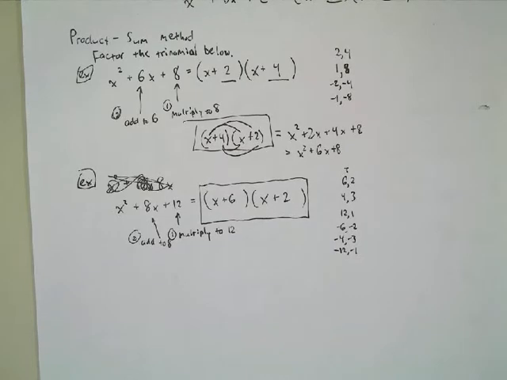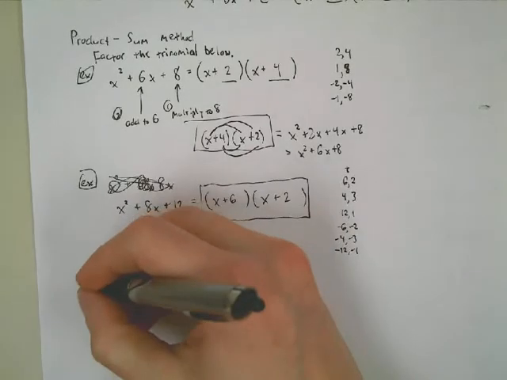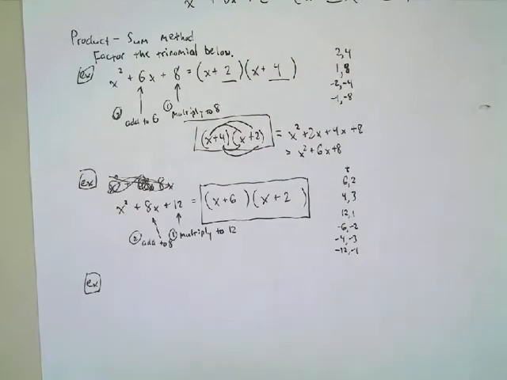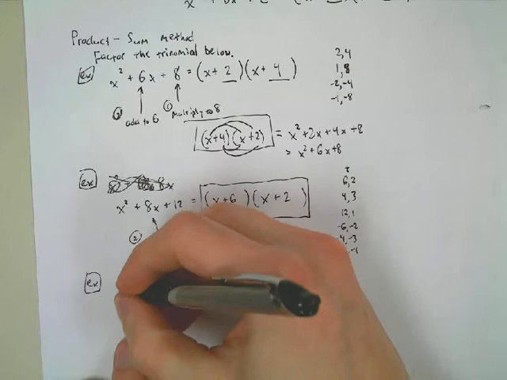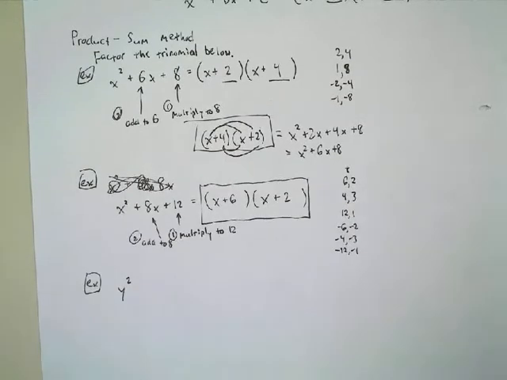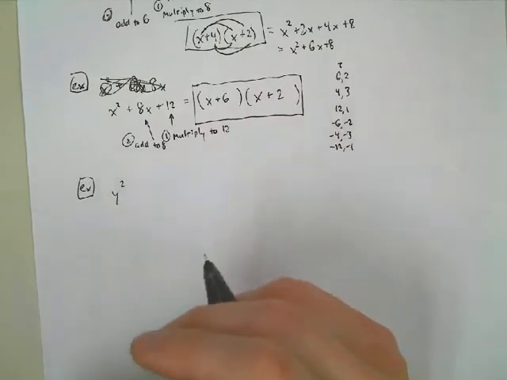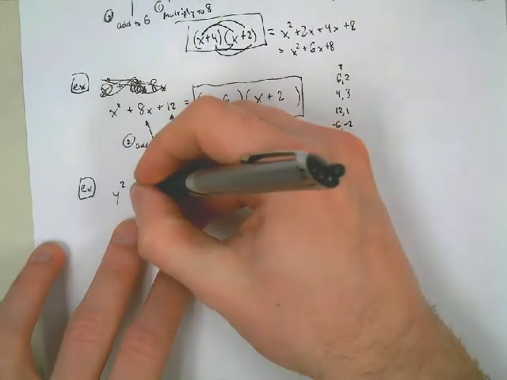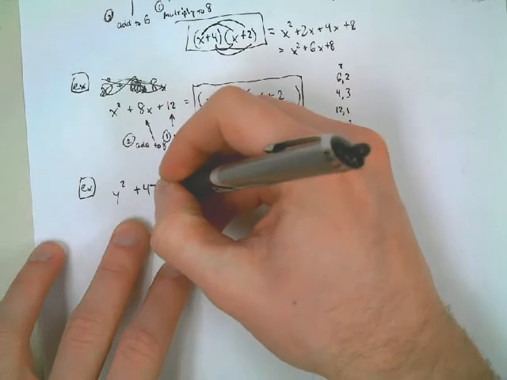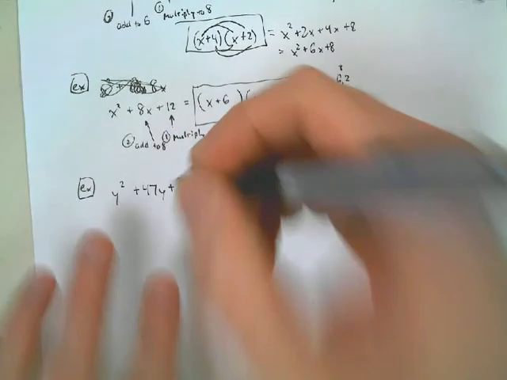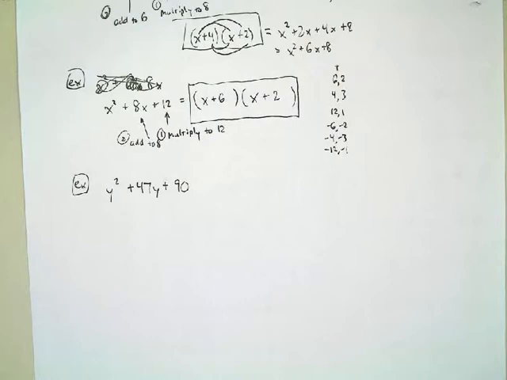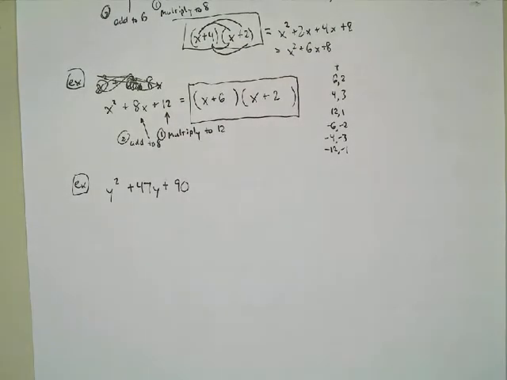All right. So, let's try another one here. I'm going to change the variables, make it y squared now, just because. Okay? And let's do y squared plus 47y plus 90. Okay, y squared plus 47y plus 90. So now the numbers are kind of big.